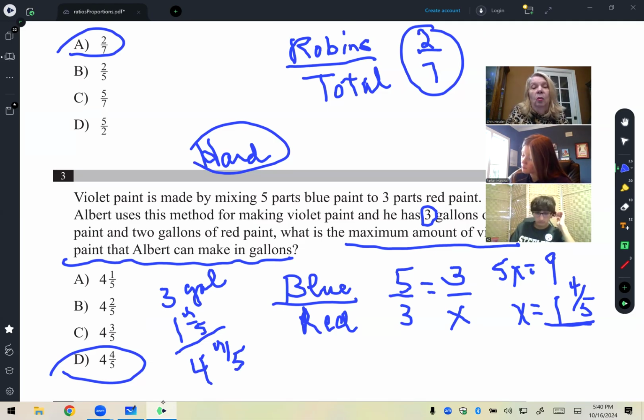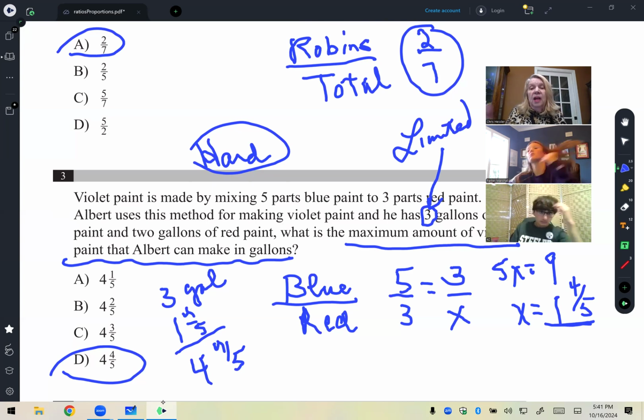You see, the problem was that we were limited by how much blue we had, and we couldn't use all of the red. Does that make sense, Parker? Jace? Yeah. Okay. That was a hard one.